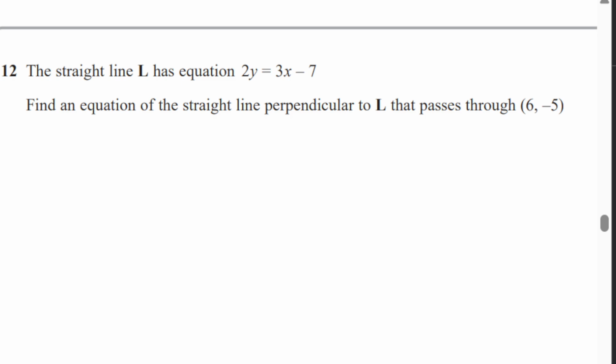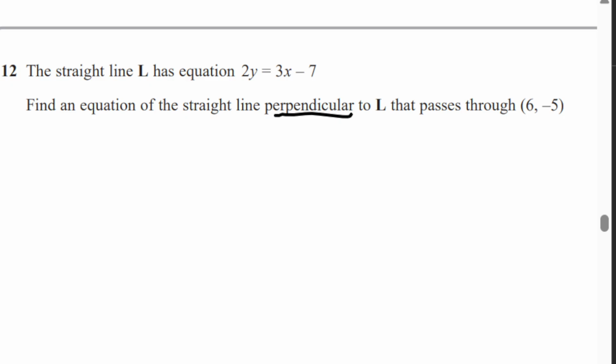Question 12 is 3 marks. The question says, the straight line L has this equation, 2y equals 3x minus 7. Find an equation of the straight line perpendicular to L that passes through 6 and negative 5.